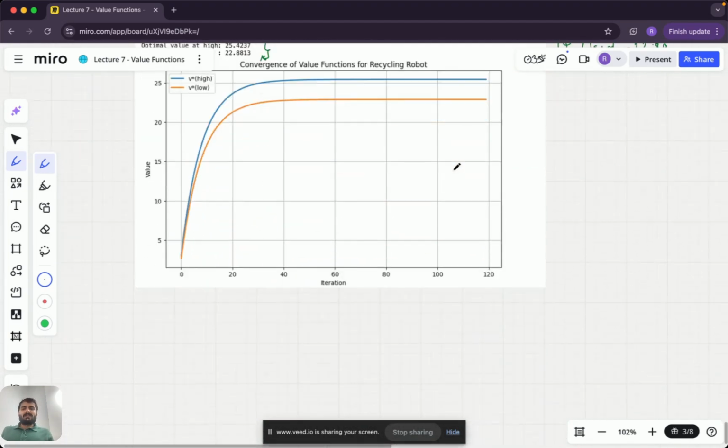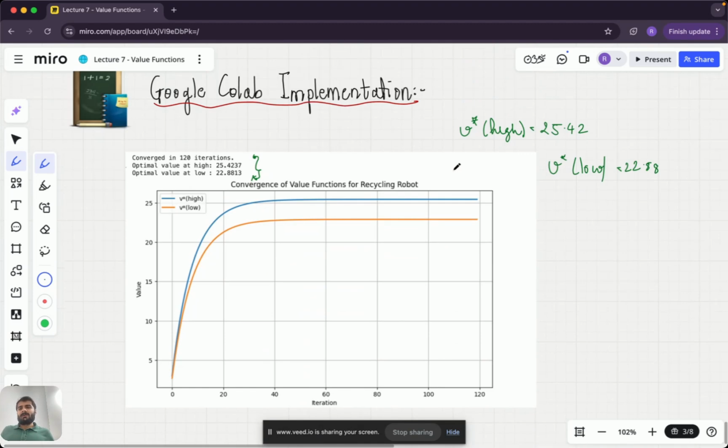Okay, so this brings us to the end of today's lecture. Overall, in this lecture, we saw what is the meaning of value function. A state value function is the total expected return the agent receives from that state into the future. And the action value function is the total expected return the agent receives from that state into the future after the agent takes a specific action.